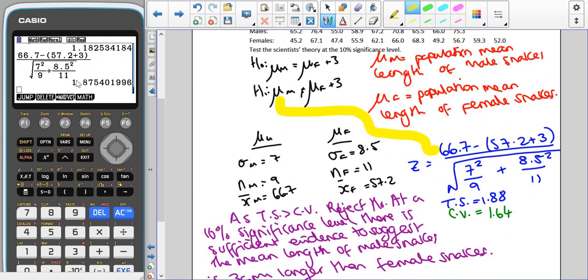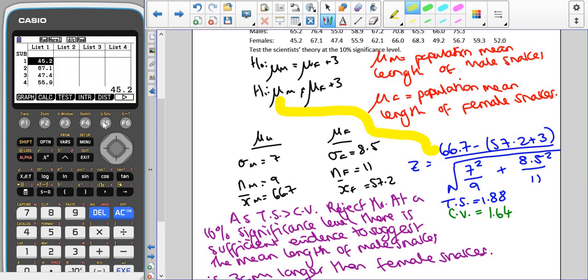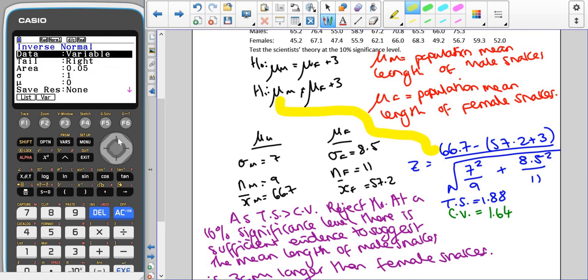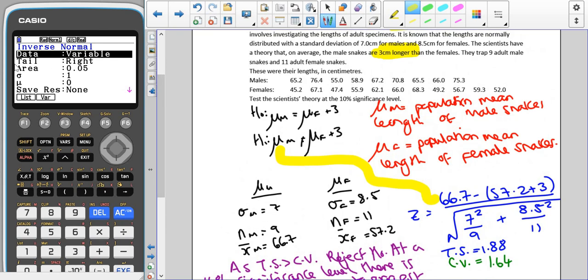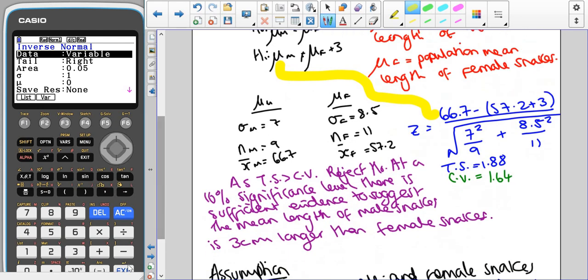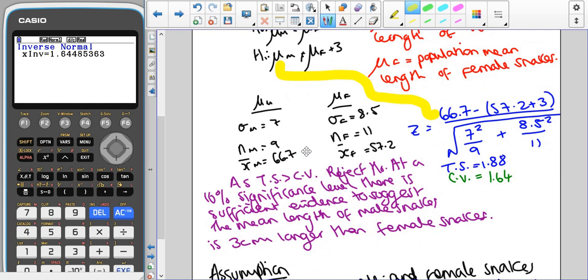As you can still see here in my calculator, 1.8754019996. For the critical value this time, we need to go into dist, norm, inverse normal. This time, remember the tail needs to be going to the right, but this is a two-tailed test. So the significance level is 10%, but because it's two-tailed, we have to half that to give us 5%, so 0.05. Standard deviation is still 1, mean is still 0, and that gives us our critical value of 1.64 to 3 significant figures. So as the test statistic is bigger than the critical value, we're going to reject H0.